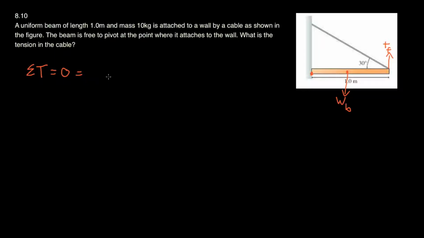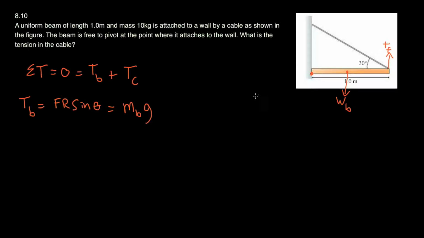And so this is going to be equal to the torque from the beam, which we wrote down here, plus the torque from our cable. We'll call it T sub C. And so the torque from the beam is going to be equal to Fr sine theta, right? And the force here is just going to be the weight of the beam. So we'll call it m sub b, the mass of the beam, times gravity, and that'll give us our weight.